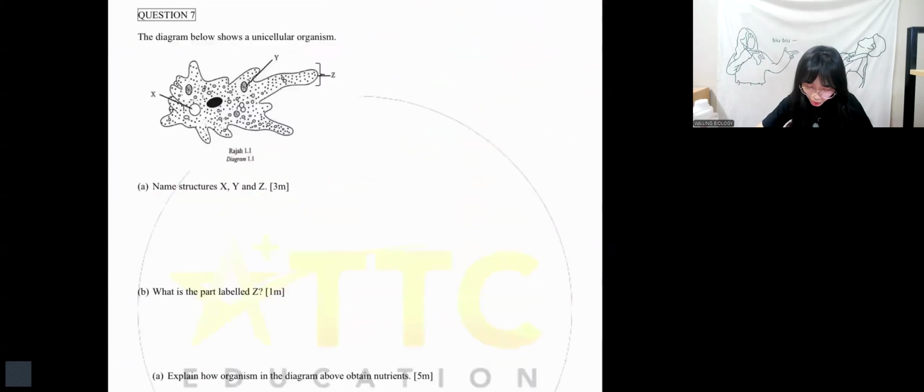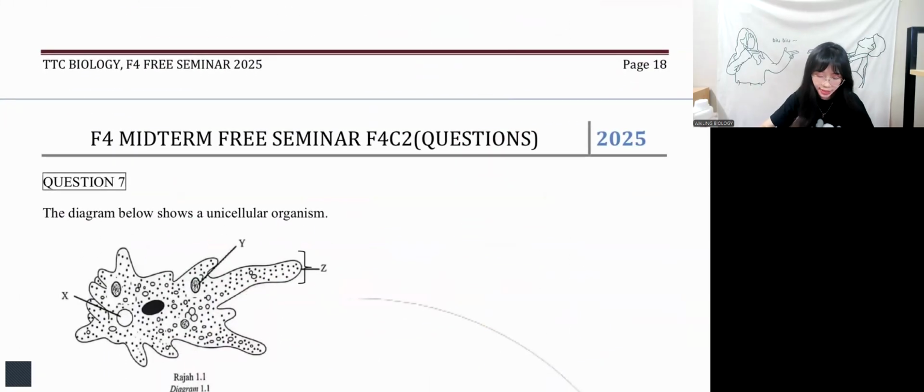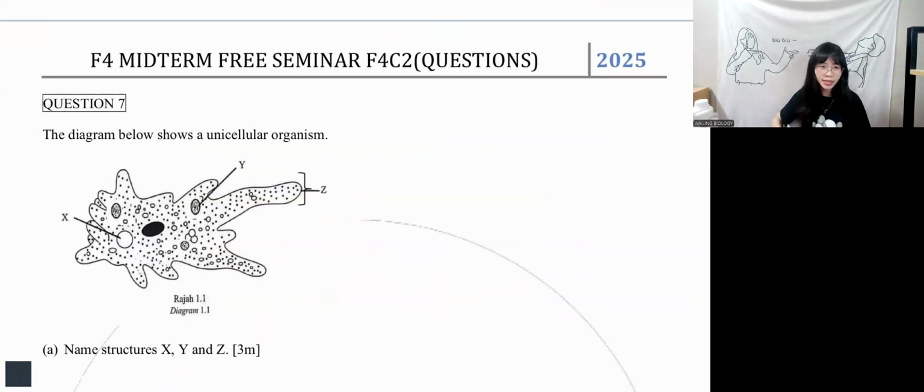Let's look at page 19, question 7. Page 19, question 7, guys. The diagram below shows a unicellular organism. Again, what does uni mean? Uni means one cell. They are only made of one cell. It's called a unicellular organism. Let's label what X, Y, Z are.